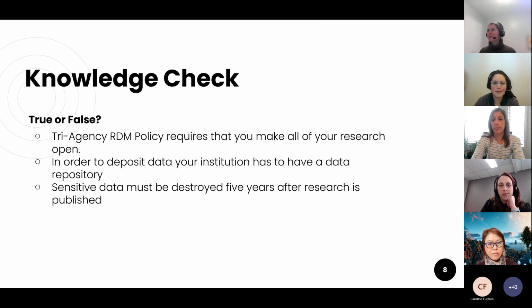Great. So I thought we would start with a knowledge check to see where everyone is with regard to research data management and data deposit. The first question is a true or false question, and it asks: does the tri-agency RDM policy require that you make all of your research open?